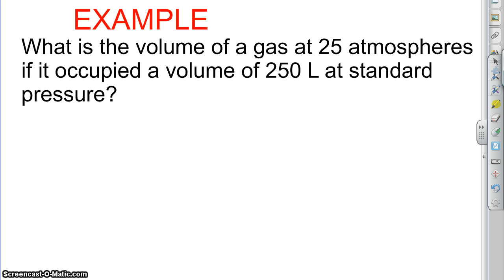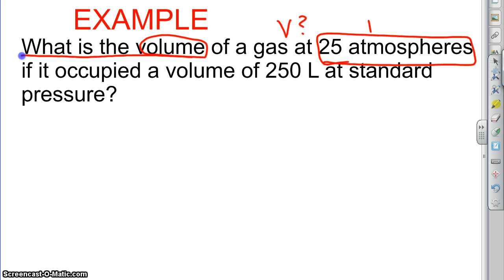You read the question and identify the different units in there. So the question is, what is the volume? We are being asked to find a volume of a gas at 25 atmospheres. That is a pressure. And it wants the volume at 25 atmospheres. So these two go together. Those are both ones or both twos. It doesn't really matter. What matters is that you have the right thing with the right thing.